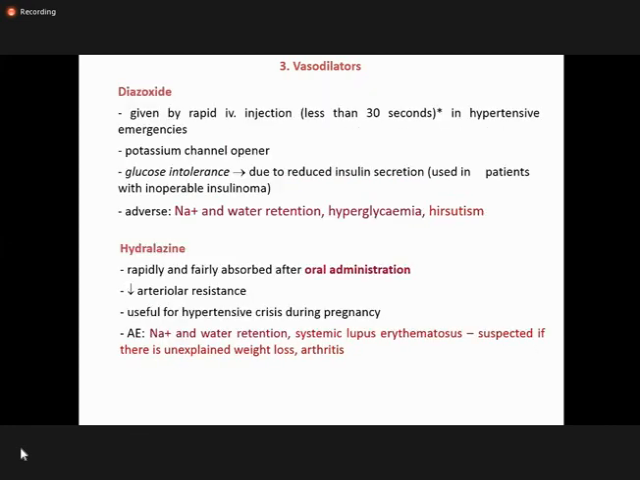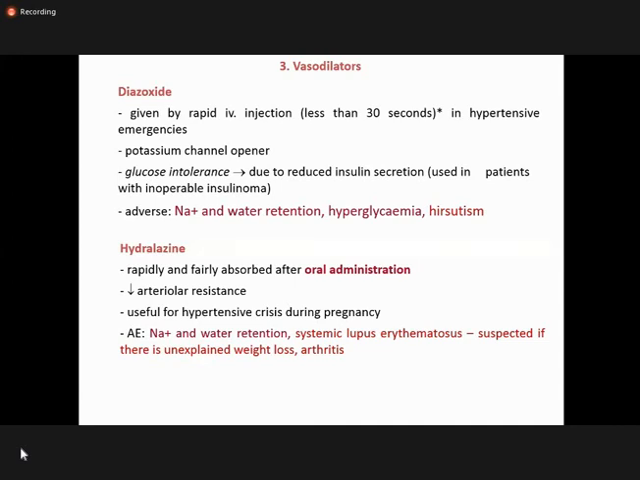Diazoxide, this is another drug, and generally it is used in emergency situations. Given by a rapid IV injection, it will produce the effect in less than 30 seconds in hypertensive emergencies. The mechanism of action, just like minoxidil, is potassium channel opening.